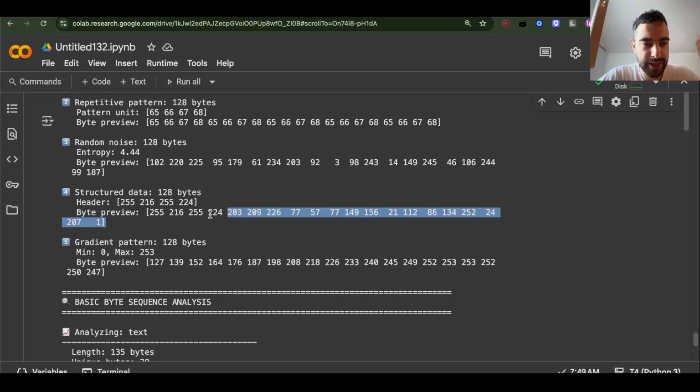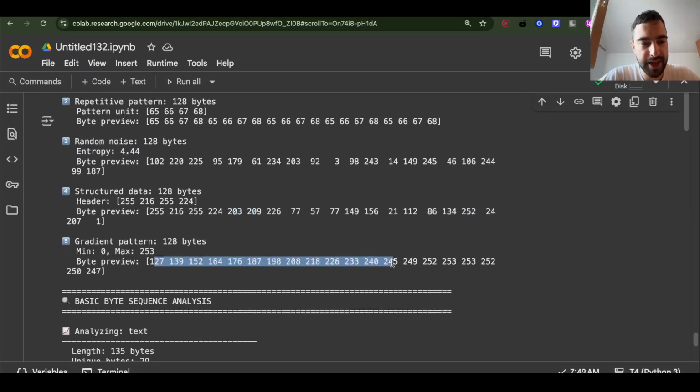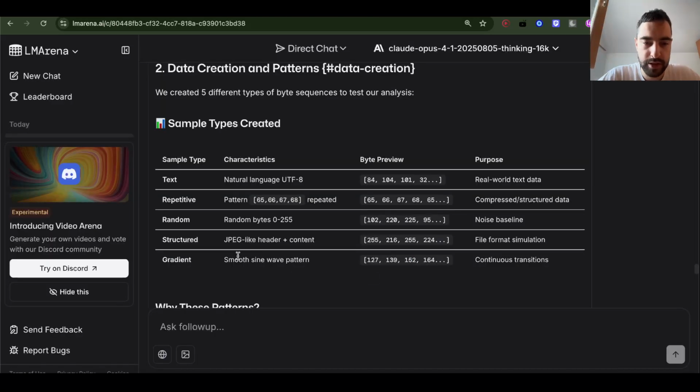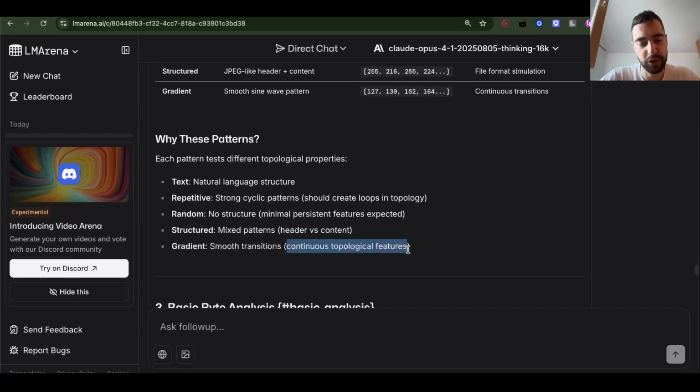And then we have a gradient, which is gonna show us a smooth sine wave pattern, continuous transitions. It has continuous topological features. So the repetitive one should create loops in topology. I'm also hearing about this for the first time, but I think I can follow a little bit. Random has no structure, so we expect minimal persistent features. So features should not persist or even exist. And then structured with mixed patterns, we should be able to understand what header is and what content is.